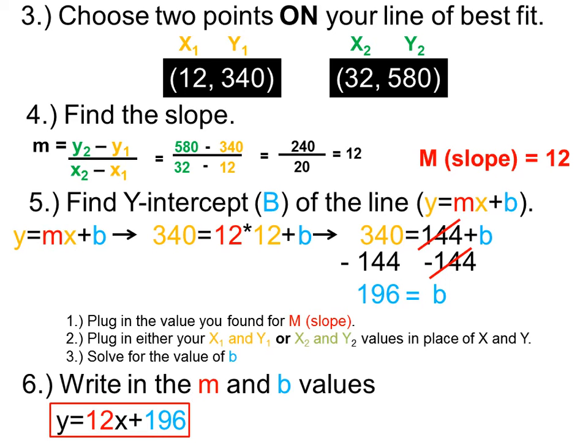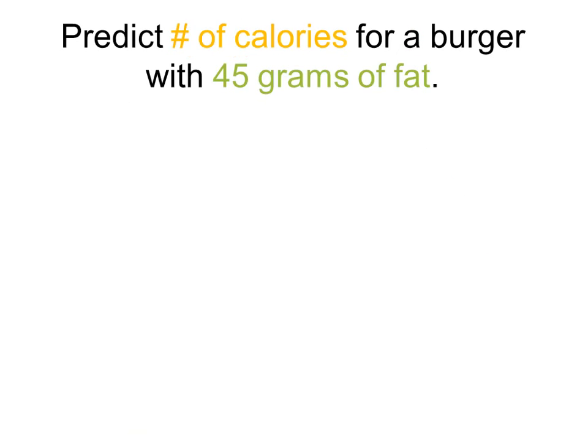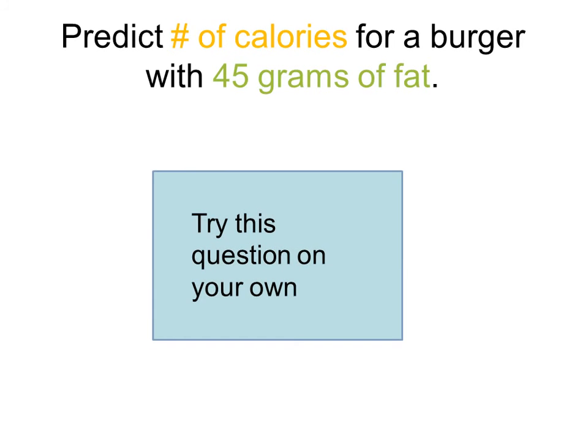Now, let's see what we actually do with that. Like, what's the purpose of a line of best fit? So here's an example problem. Let's say I want to make a burger that has 45 grams of fat, and I want to be able to predict how many calories that burger has.